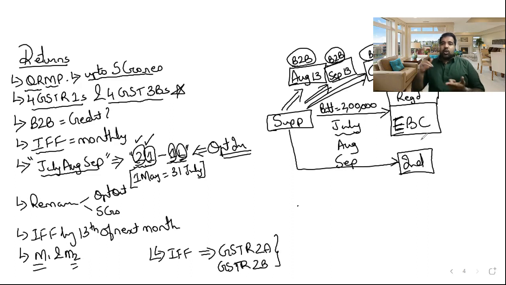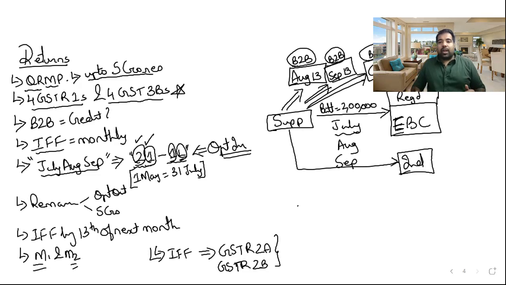Again, I repeat, QRMP is a scheme you have to opt in. You can opt in only if your previous year turnover is up to 5 crore rupees. In this, you will file only quarterly returns. How will they take the ITC then? You will file the invoice furnishing facility by the 13th of next month. For the first month and the second month, you will file IFF. And in IFF, you can only put B2B invoices, because those are the people who want to take credit.